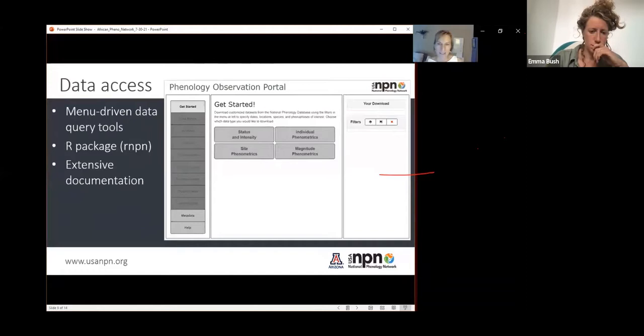So on the data access side of things, we have a number of menu-driven query tools. This is one of the tools that you can use to query and pull down, extract data directly from the database. You can query based on date range, location, species, etc., and it downloads an Excel file for you. For even more savvy users, we have an R package, and we have extensive documentation to support this as well.